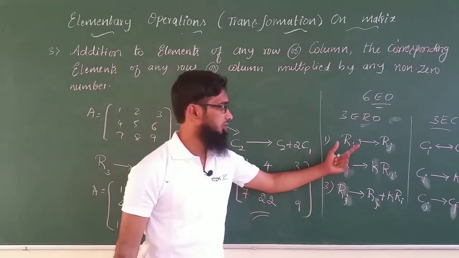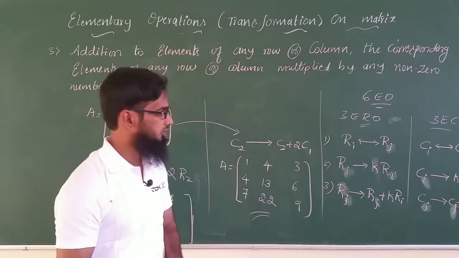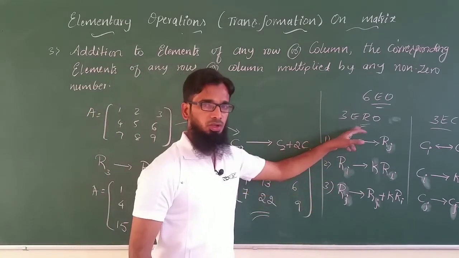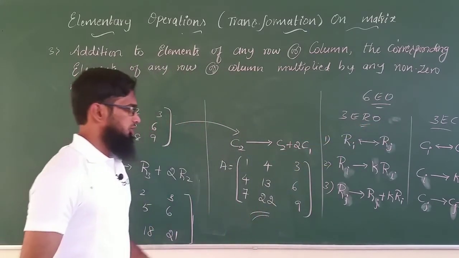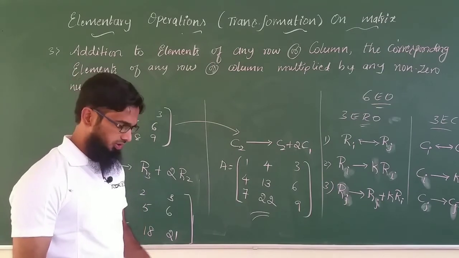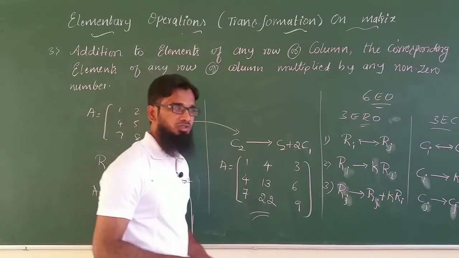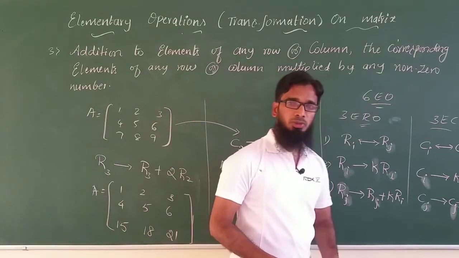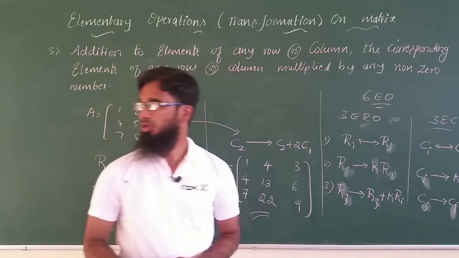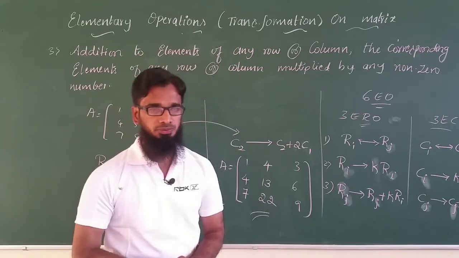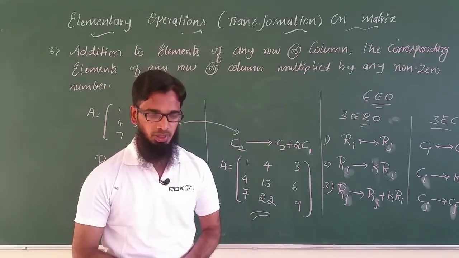Now this is the summary. In standard form, we can write the 6 elementary operations of a matrix: 3 are the elementary row operations and 3 are the elementary column operations. This is how we can summarize. In the next video, we'll move on to invertible matrices, and based on that we'll look at some simple properties, and the uniqueness of the inverse of a matrix.